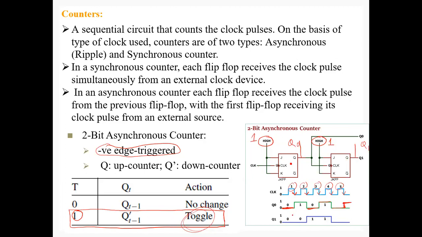Now, how about Q2? Let's talk about this one here. How does this work? This green thing is the clock now. So this is the clock, meaning this is the negative edge. This is the negative edge. Remember, this Q0 becomes the input to the next flip-flop. That's why this is my trigger now. There are 2 edges here. I have 1 edge here, there's another edge here.